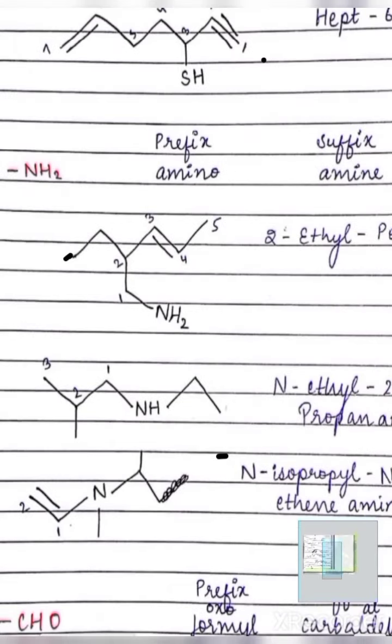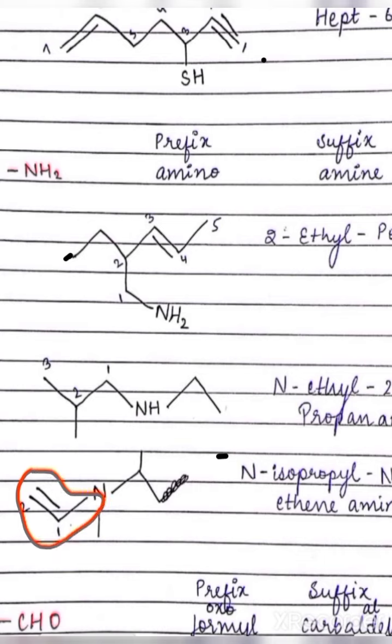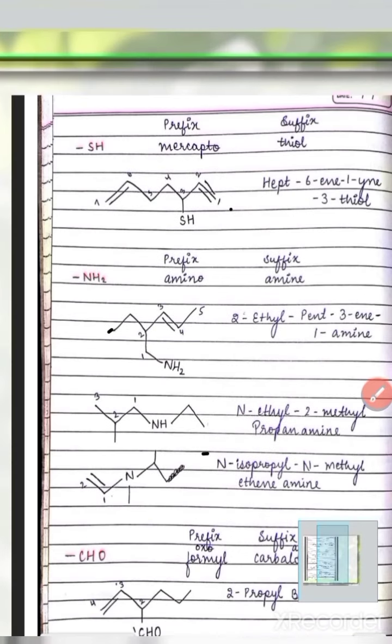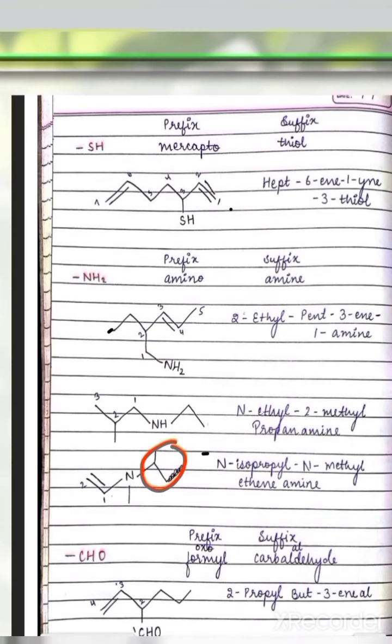Now our last example. In this our principal chain will be this because it contains an unsaturation. Now this group is an isopropyl group. So N-isopropyl, N-methyl. N-isopropyl for this, N-methyl, and for this ethene amine.